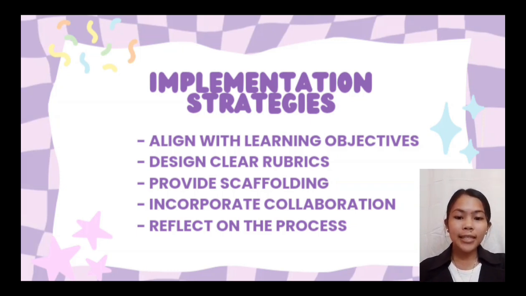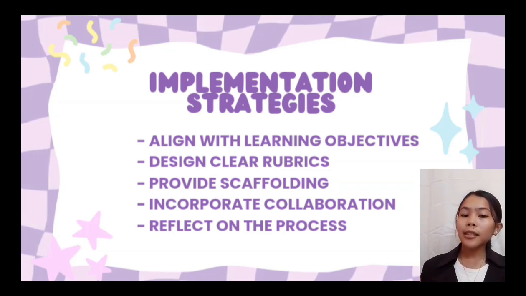So next is design clear rubrics. So we talked about clear criteria earlier. A rubric is just a simple chart that lays out exactly what's expected, like 4 points for strong evidence, 3 points for a clear explanation, something like that. So the teacher shares this before we start, diba? So we know exactly how we'll be graded, na wala nang surprises.